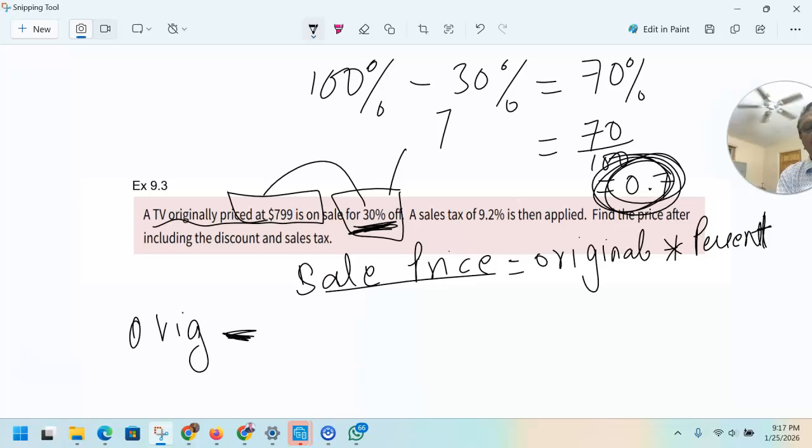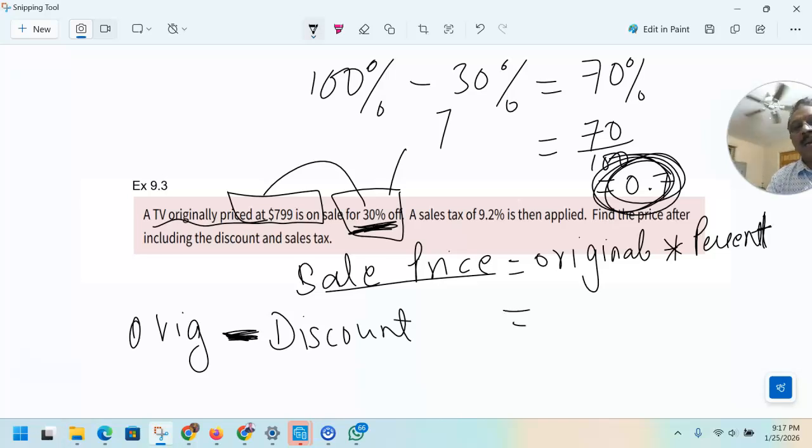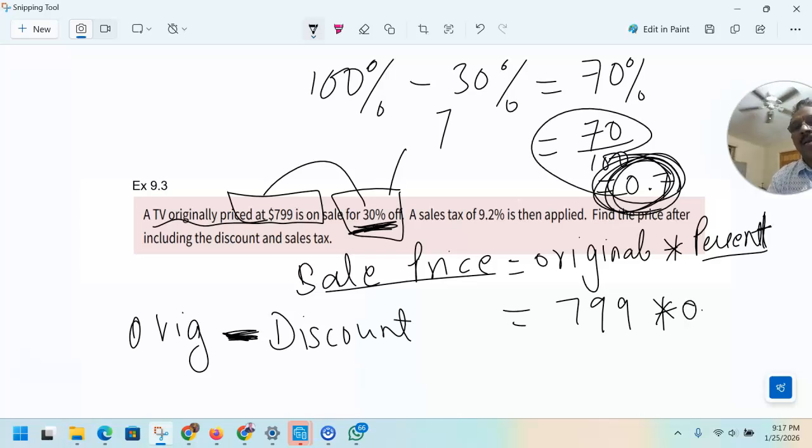From this you take away the discount, right? Instead of this, we could also do it directly. You write the original price and the percent. So the original price is 799. Directly, you could multiply by the percent, which is this one, 0.7. So this would be your sales price.